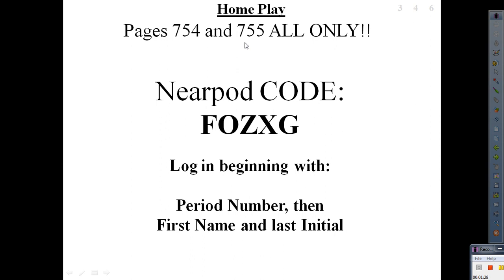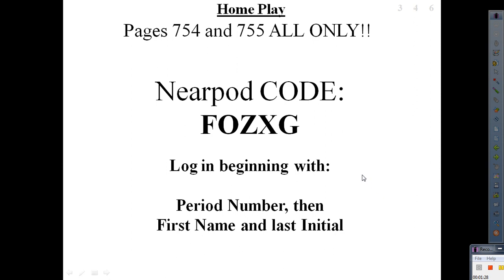So our home plate for tonight is pages 754 and 755, only 754 and 755. And your Nearpod code to turn in your notes and your work is in your home plate, FOZXG. And once again, remember when you log in, start with the number of the period that you're in with me and then your name.